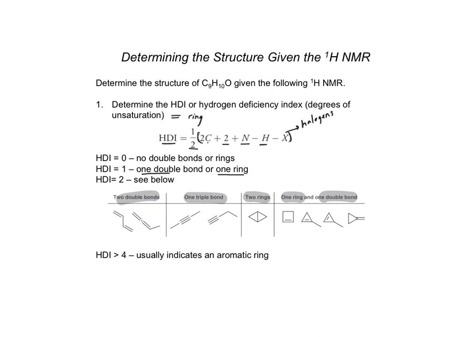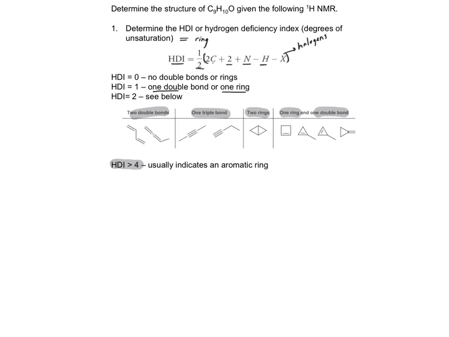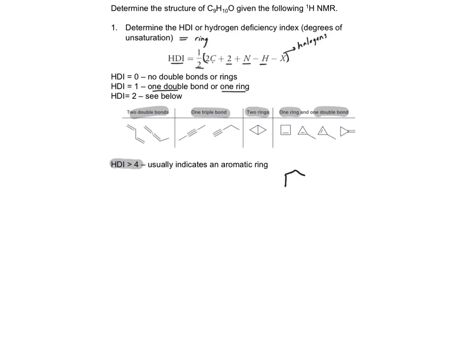So the higher the value of HDI, the less information we're actually going to get from calculating the HDI. So hopefully, if you're calculating HDI, you're going to end up with an HDI of 1, maybe an HDI of 2. The only other helpful one is that if you get an HDI that's greater than 4, this usually indicates the presence of an aromatic ring. And so an HDI of 4 coupled with some other things is usually going to indicate the presence of this guy. Greater than 4, pardon me.